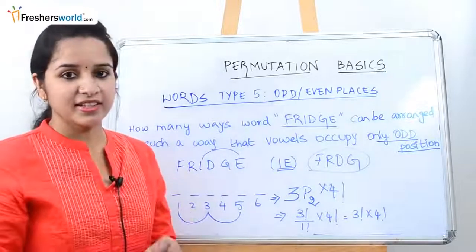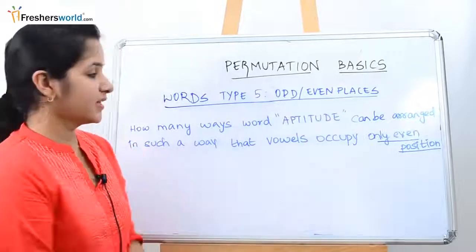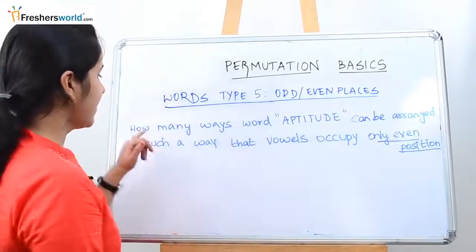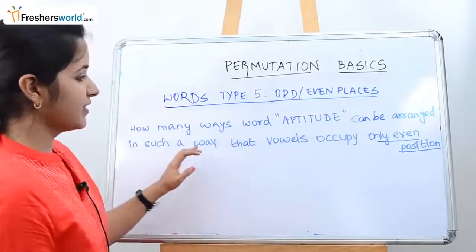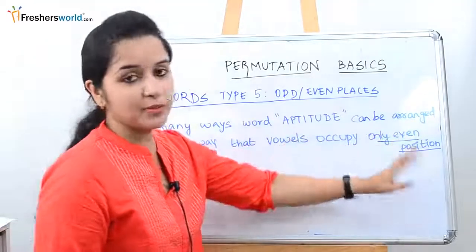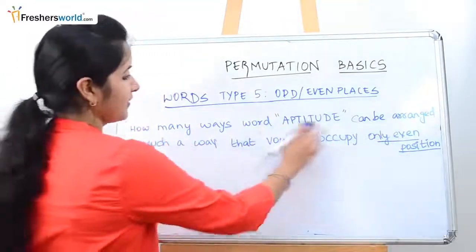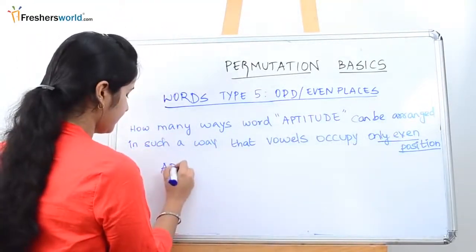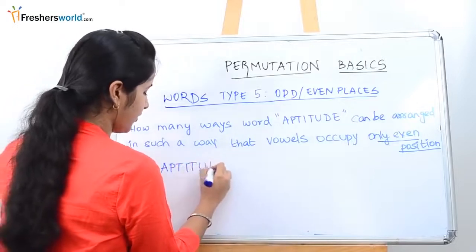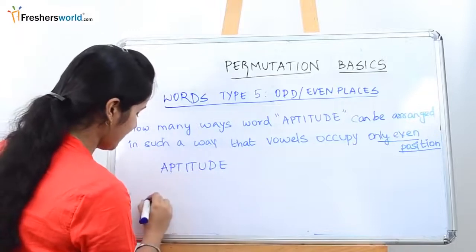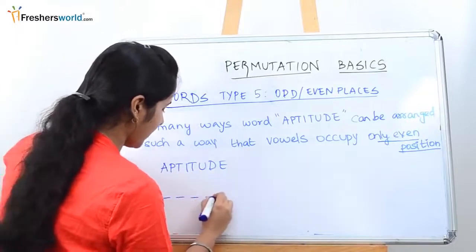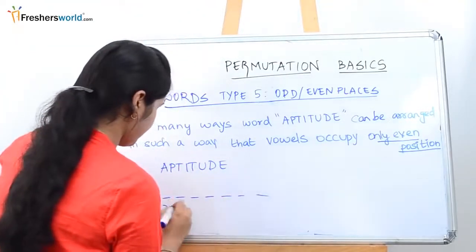Let's take another example for the even position. The question that they have given is, how many ways can the word aptitude be arranged in such a way that vowels occupy only even positions? So the word they have given is aptitude. Just write it for your own information and write the number of places. We do have 8 places: 1, 2, 3, 4, 5, 6, 7, 8.